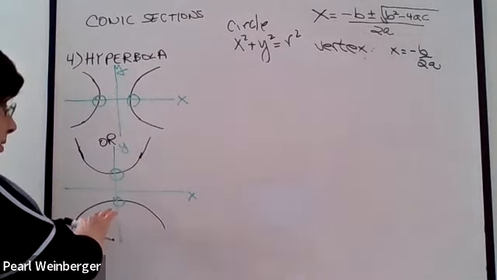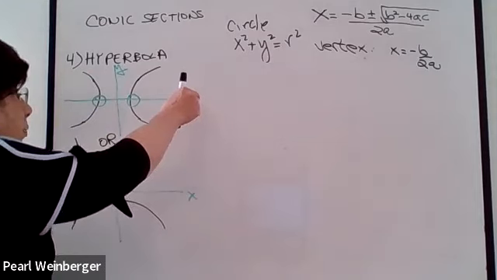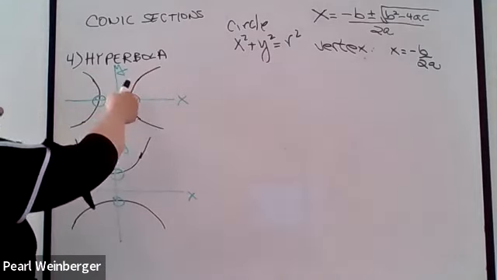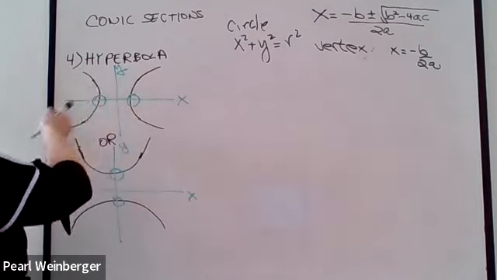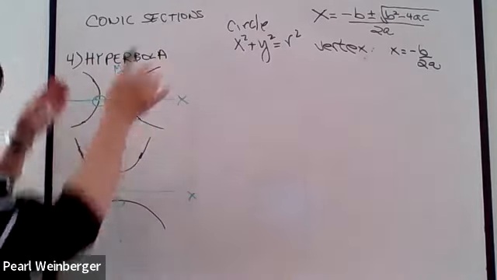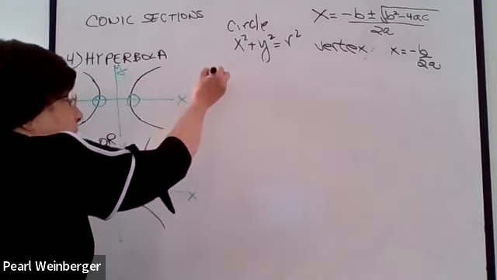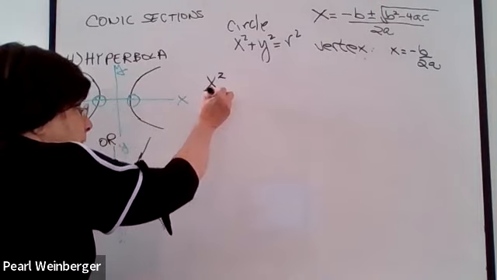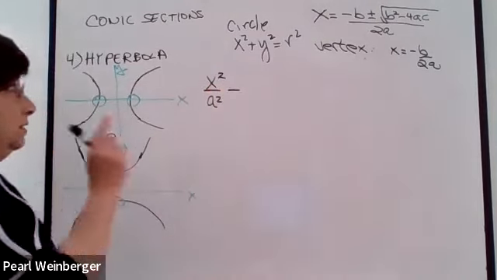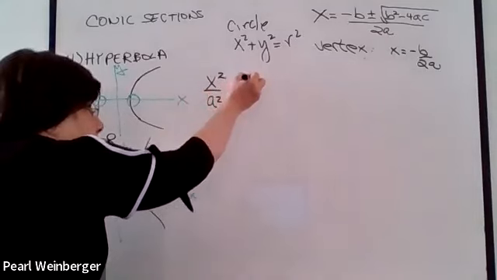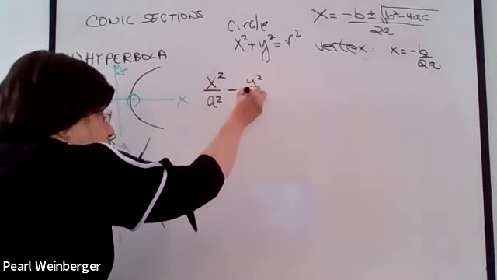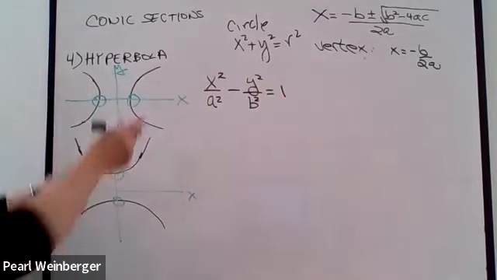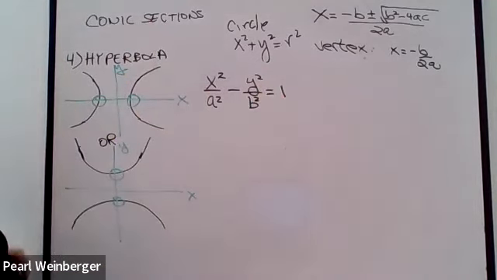So when you have the hyperbola crossing the x-axis, in other words, you have this vertical one that looks like a tree trunk if you think about it, you're going to get an equation that looks like this: x squared over a squared minus, and that's the important thing, the minus in between them, y squared over b squared equals 1. That's the standard format of a vertical hyperbola.